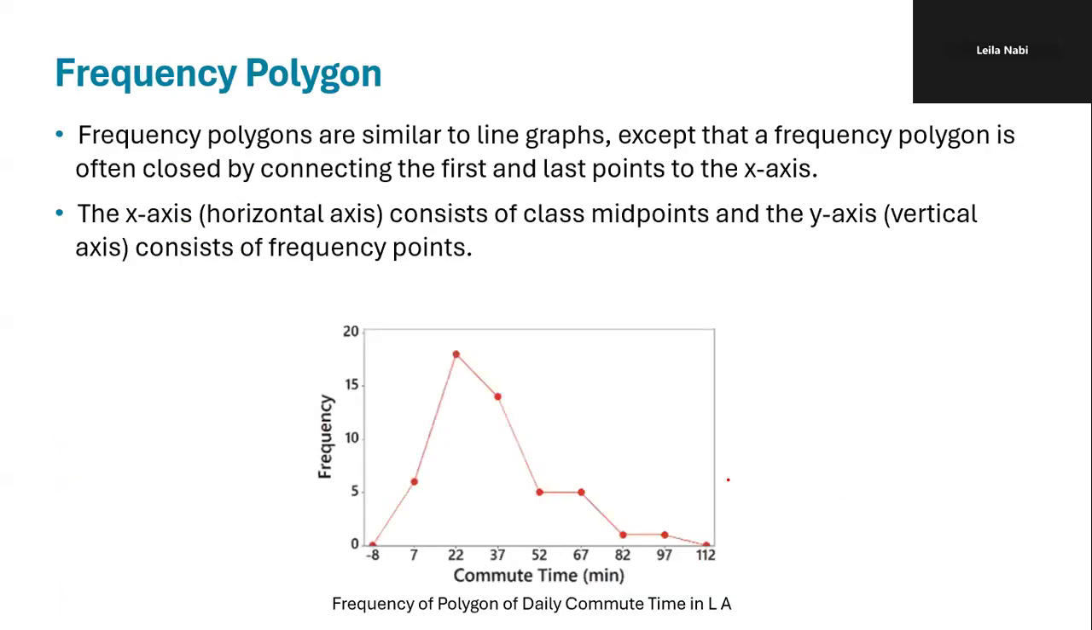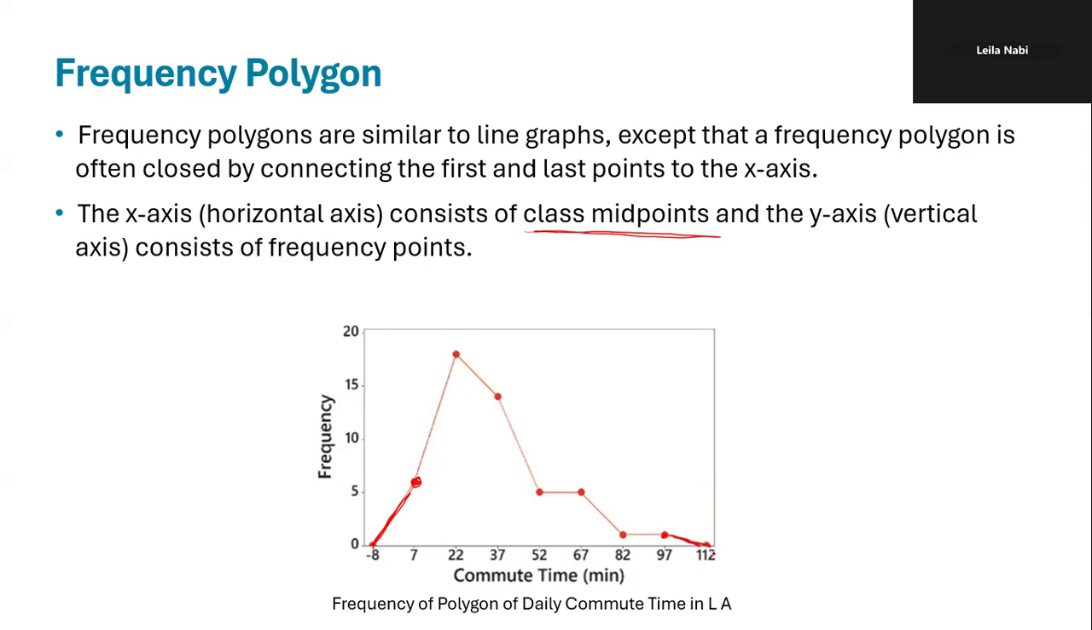Next graph is called the frequency polygon. The frequency polygon is similar to the line graph, but the only difference that we have in this case is that the first point and the last point are usually connected to the horizontal axis, as you see here. But the line graph doesn't touch the horizontal axis. And something else that's important about the frequency polygon: always connect the class midpoints.